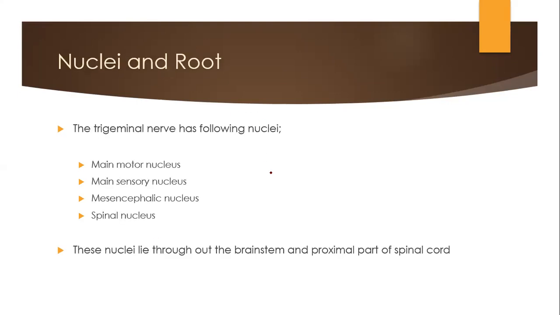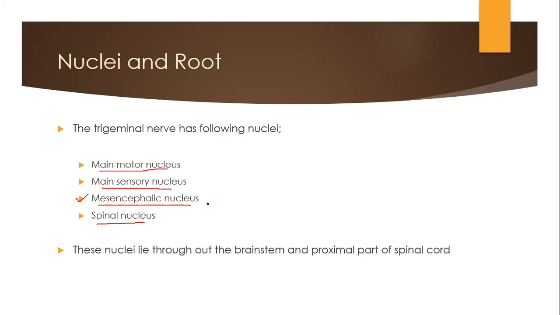Now, when we talk about the trigeminal nerve, the fifth cranial nerve, functionally it's a mixed nerve. It has both a motor function and a sensory root. When we talk about the nuclei of the trigeminal nerve, there are 4 nuclei present at different levels of the brainstem. The first one is known as the main motor nucleus. The second one is the main sensory nucleus. Then we have the mesencephalic nucleus, which is present at the level of the midbrain, that's why we call it the mesencephalic nucleus. And then we have the spinal nucleus, which can go all the way to the upper portion of the spinal cord. So these are the 4 nuclei of the trigeminal nerve.